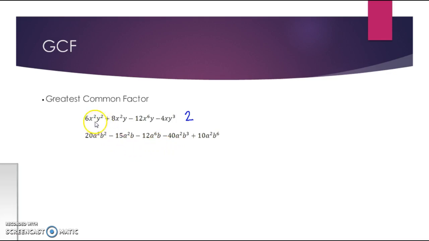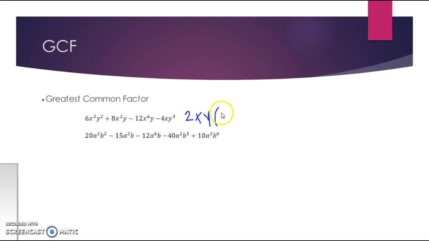Then I'm going to look at my variables. I have x squared, x to the 6, and x. So x is my smallest. So that's got to be my GCF. And then y squared, y cubed. So y is my smallest. So that's my GCF. So my GCF is 2xy. Then I'm just going to divide by that to figure out what is left in my parentheses.